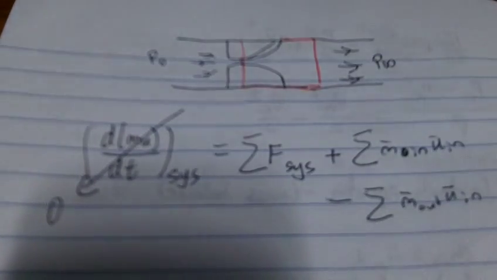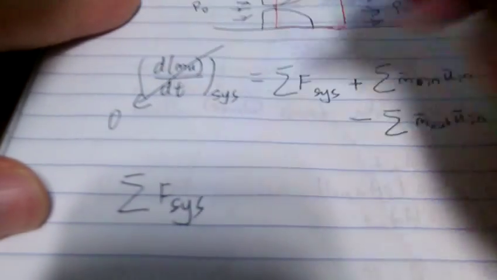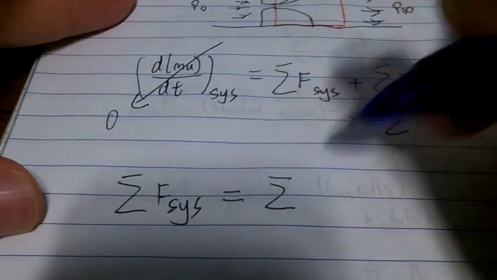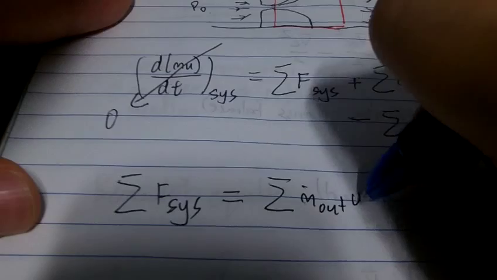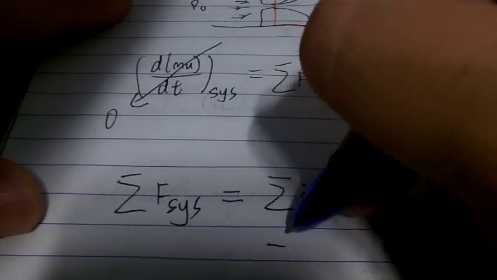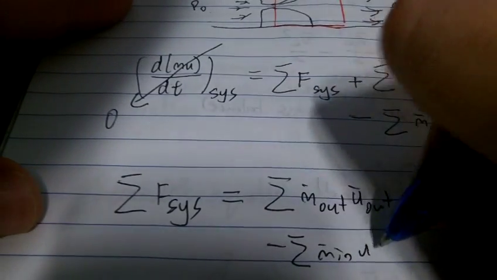Okay, this is a steady state problem, so we just neglect anything that changes with time. We assume that to be 0. So thus we have the sum of force on the system equals the sum of m out, u out, minus the sum of m in, u in.